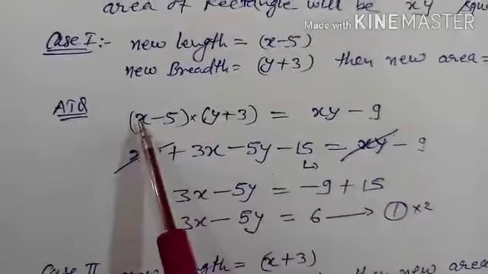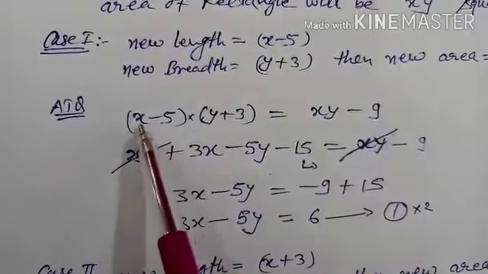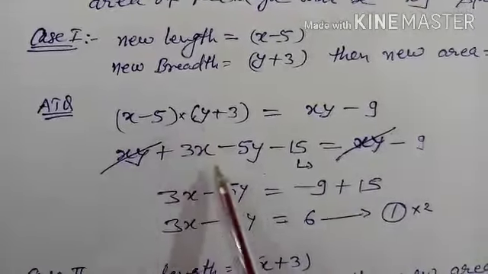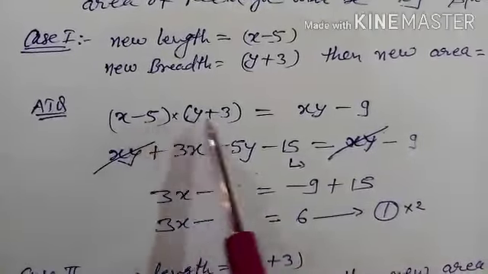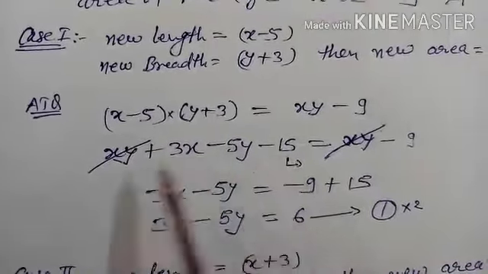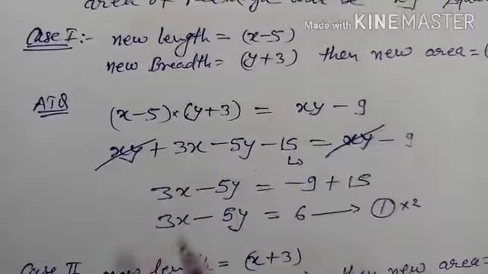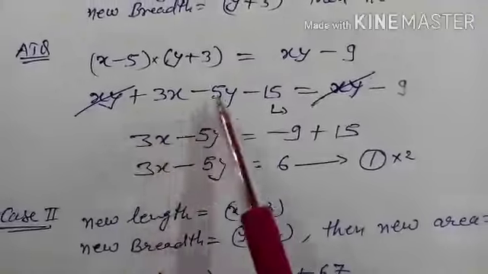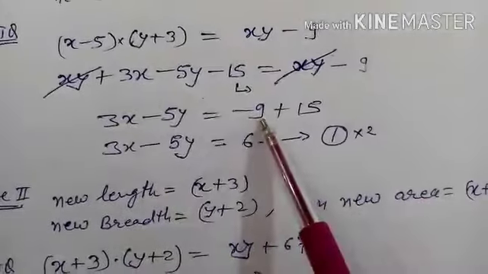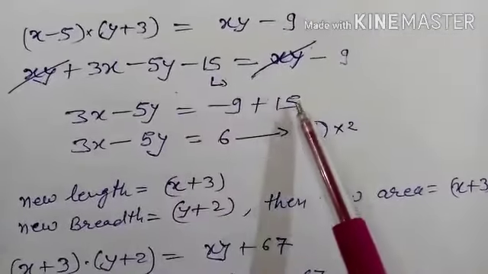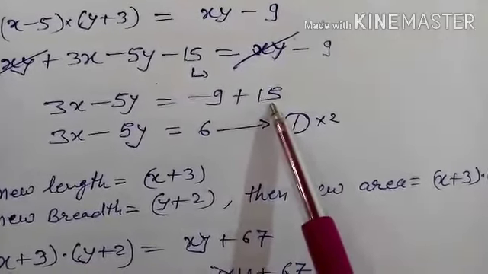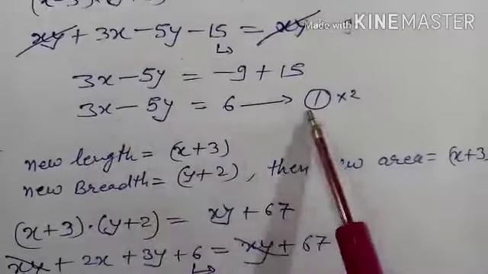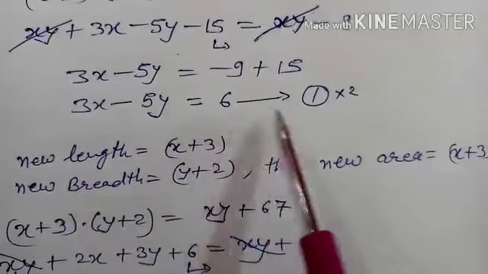Open this bracket: x into y, xy, x into 3, it means plus 3x. Now minus 5 into y means minus 5y, and minus 5 into plus 3 is minus 15. Here xy cancels out on both sides. Minus 15 transfers to the right side, so 3x minus 5y equals minus 9 as it is, and minus 15 transfers to the right side, so it will be plus 15. 15 minus 9 is 6, so this is equation number 1: 3x minus 5y equals 6.